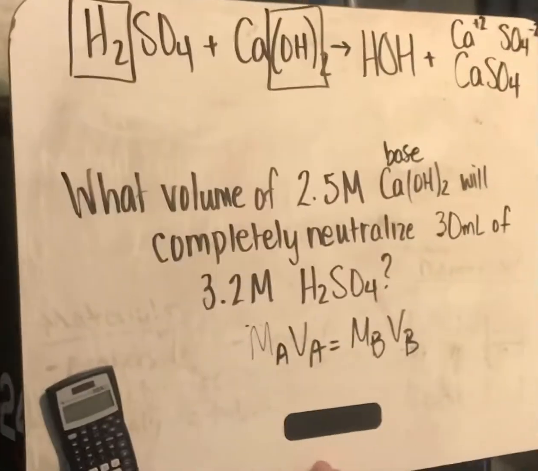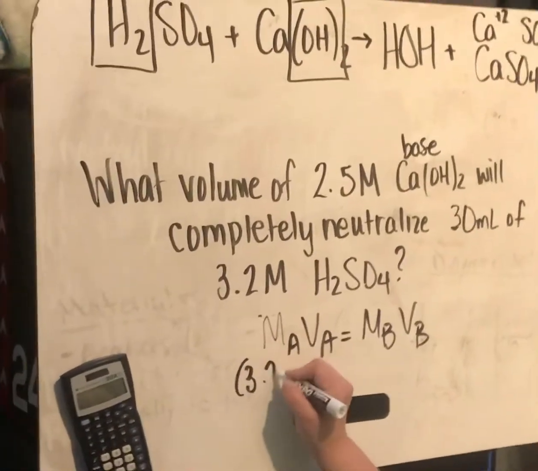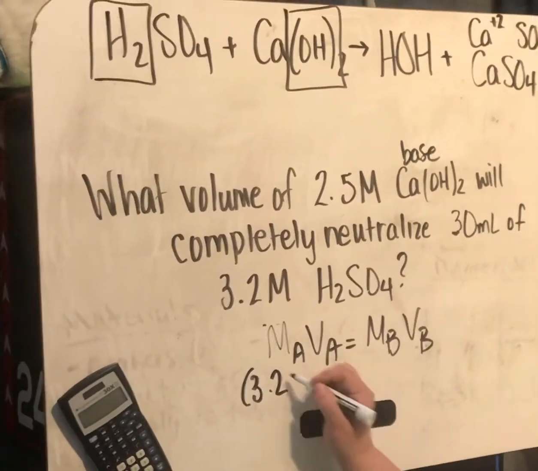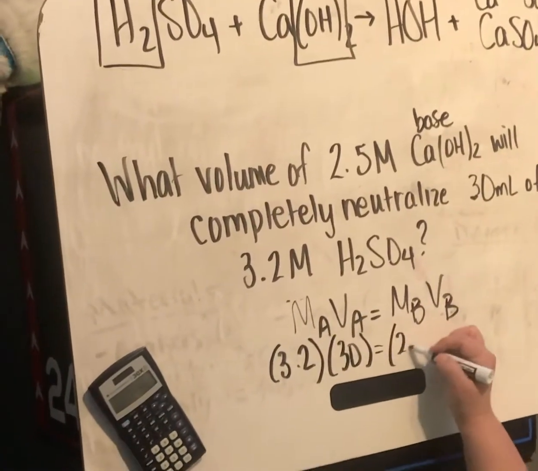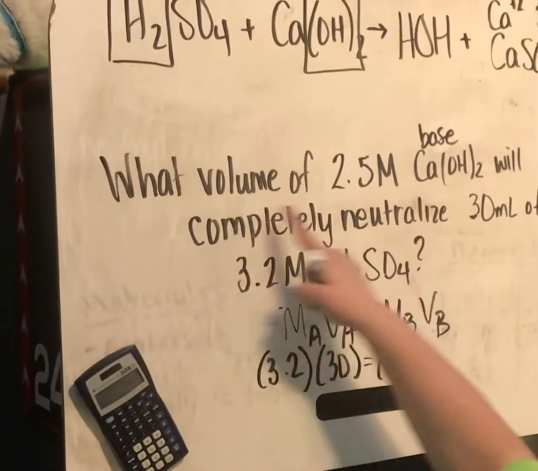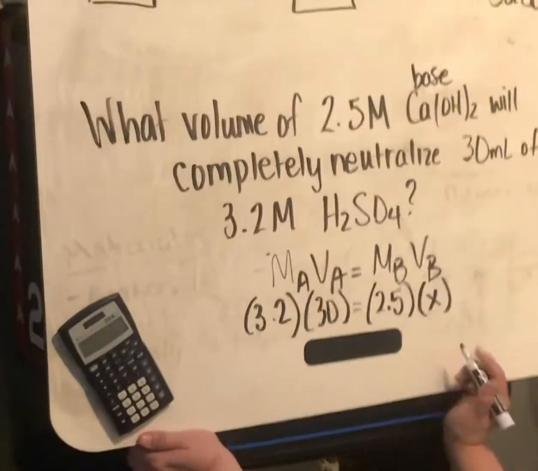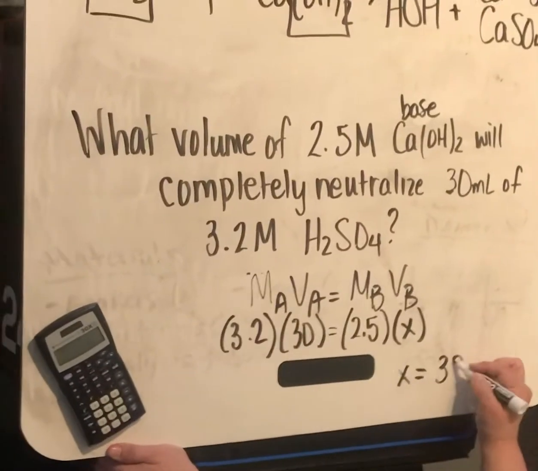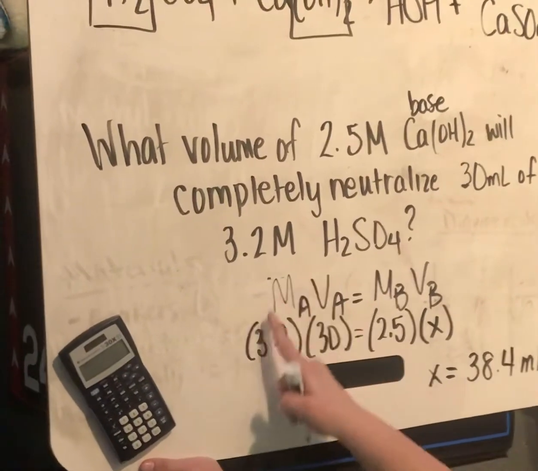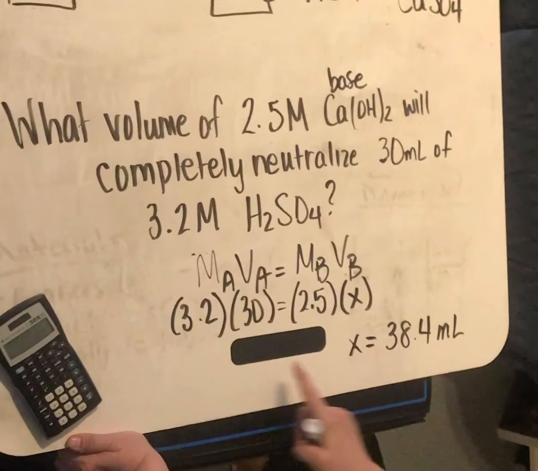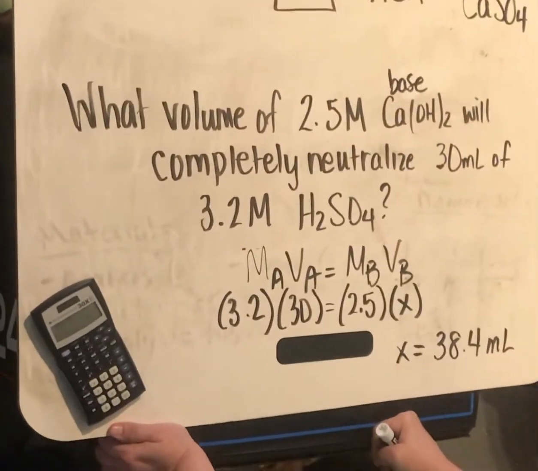So what I want to just set up is, look, this here is my acid. I know that I have 3.2 as my molarity for my acid, and the volume of my acid is 30 milliliters. The molarity of my base is a given 2.5 molar here, but volume I do not know. So if I solve here for X, what I end up finding out is that I will get 38.4 milliliters. In order to balance out this much acid at that strength, I will need to have 38.4 milliliters of the 2.5 calcium hydroxide.